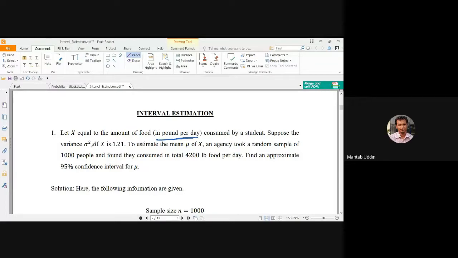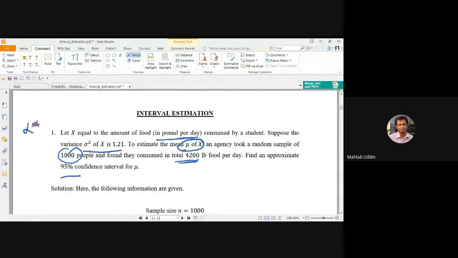Suppose that the variance is 1.21. To estimate the mean mu of x, which is the target, an agency took a random sample of 1,000 people. So n is 1,000. And the total consumed is 4,200 pounds of food per day. Find the approximate 95% confidence interval.